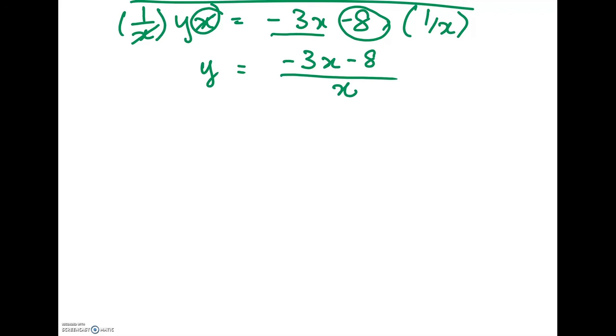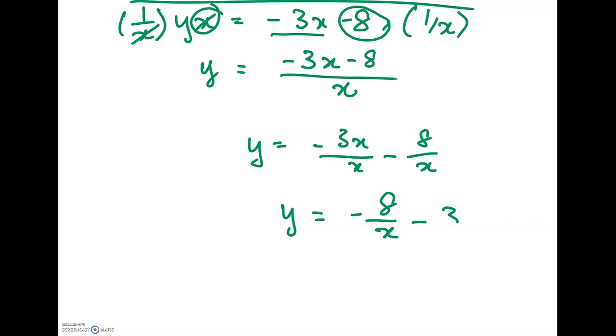You can simplify it. Actually, I don't think you can simplify it, but it's best to leave it as it is. If you want to simplify it, it would become y equals negative 3x over x minus 8 over x, which will then be y equals negative 8 over x minus 3. So what I just did was I split the denominator to be able to do that.